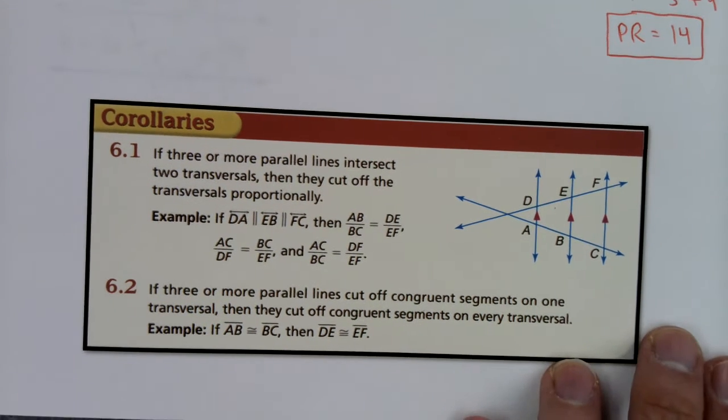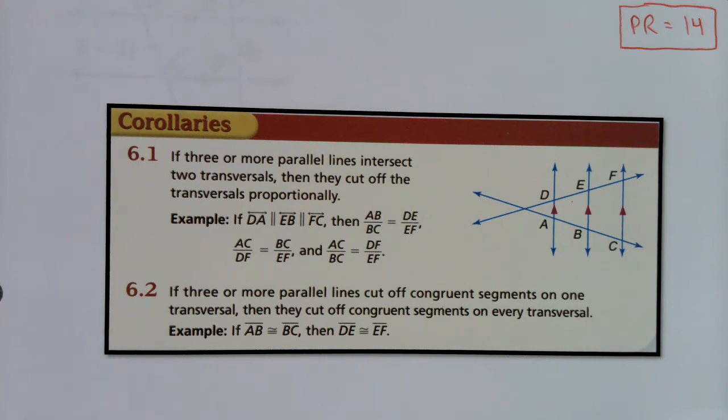And if 3 or more parallel lines cut off congruent segments on one transversal, then they cut off congruent segments on every transversal. So if you knew that AB was congruent to BC, then you can conclude that DE has to be congruent to EF. Okay? So I think we have 2 more examples.